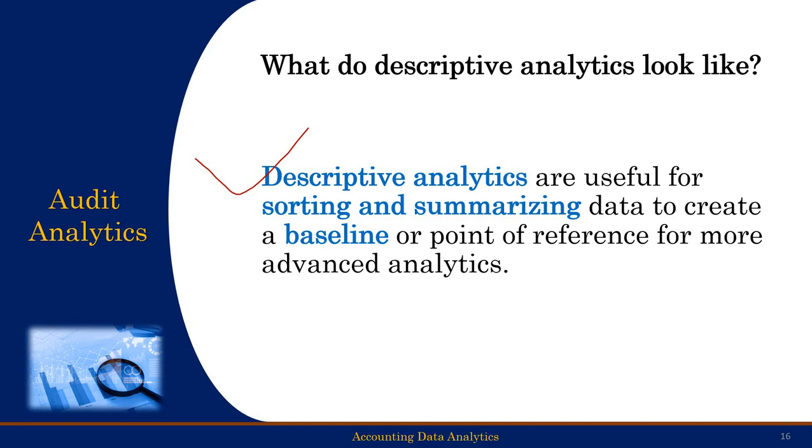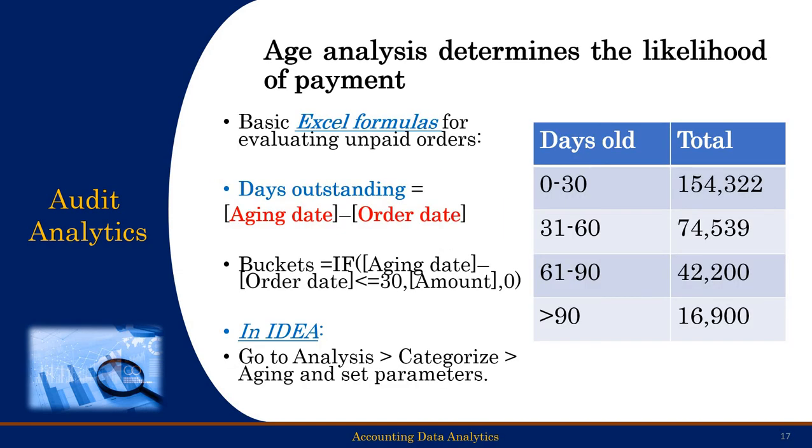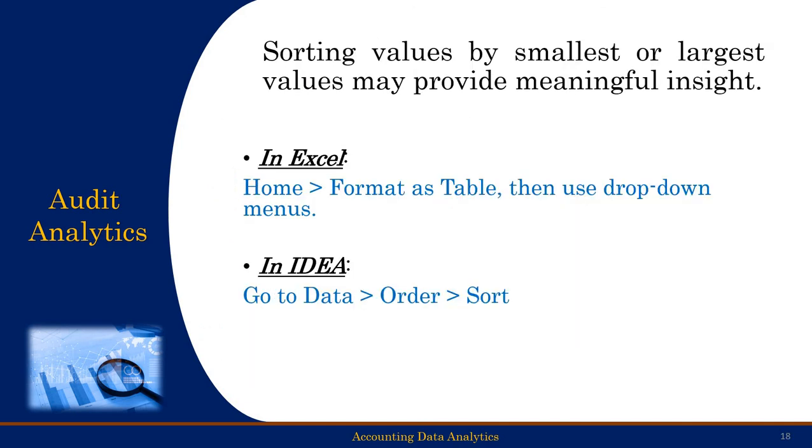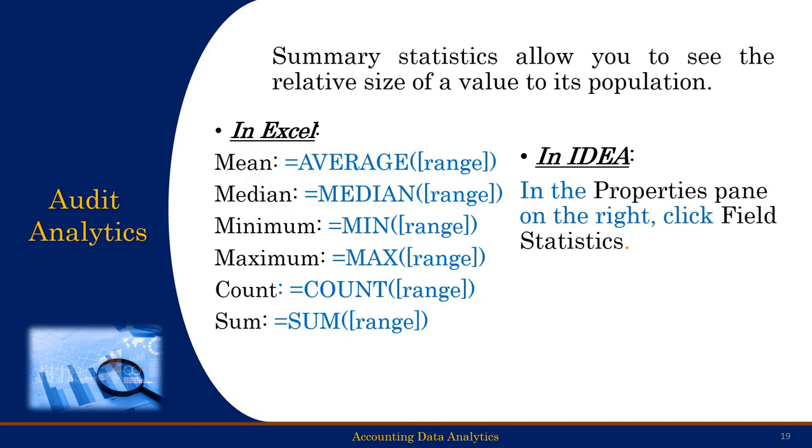Let's have an example of age analysis. Age analysis determines the likelihood of payment, using basic Excel formulas. You can see days outstanding, aging date, and order date, and buckets by aging date. This is actually done in the case of accounts receivable: the age of accounts receivable. You can sort the values by smallest or largest, and calculate different descriptive statistics, say the mean, median, minimum, maximum, count, and sum.